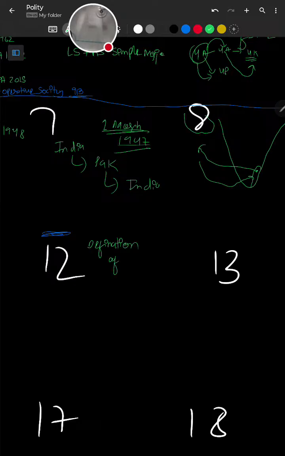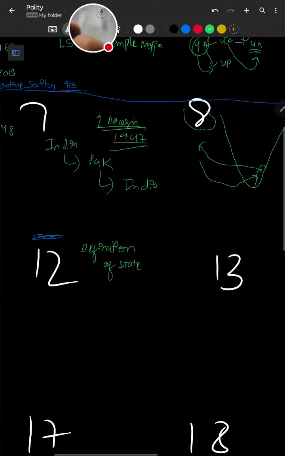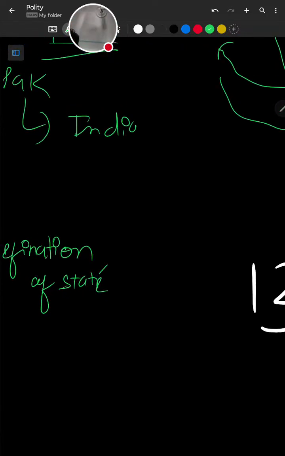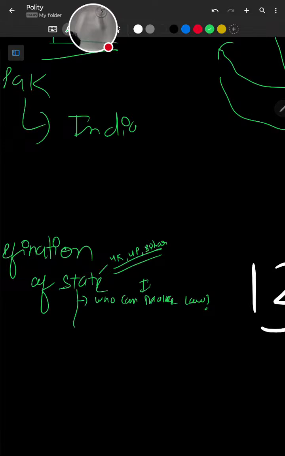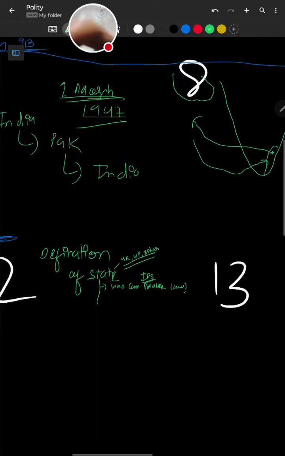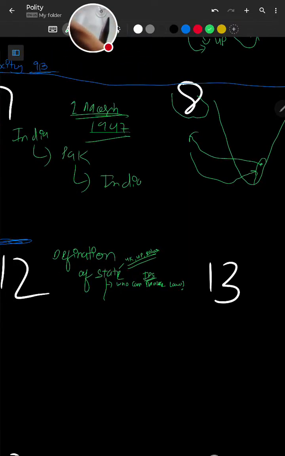Definition of state. A state you could imagine as Uttarakhand or Uttar Pradesh or Bihar. That is also a state, but the definition of state here is not that. Here, state means anybody who can make law. It could be your local municipality, it could be Panchayati Raj, it could be your local IPS officer. So these, and the local government or the actual government, are the state which we are talking about in Article 12. That is the definition of state in Article 12.